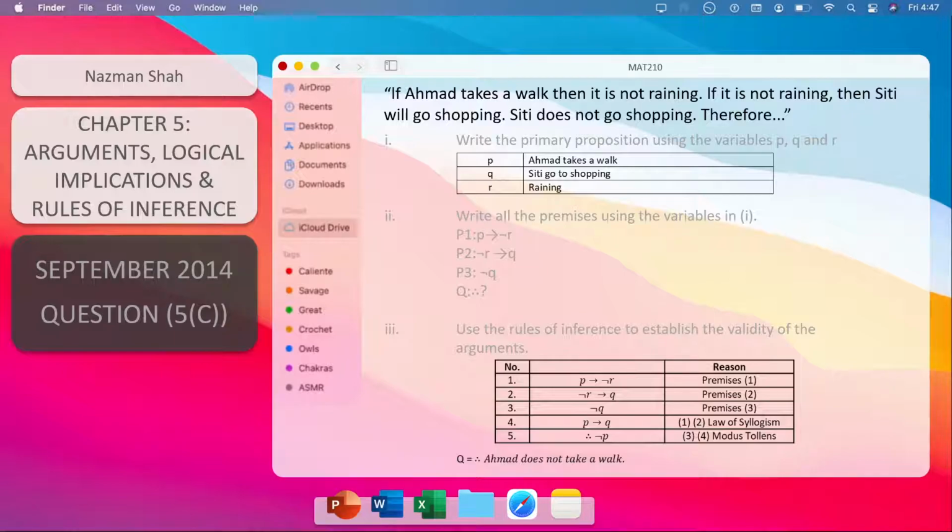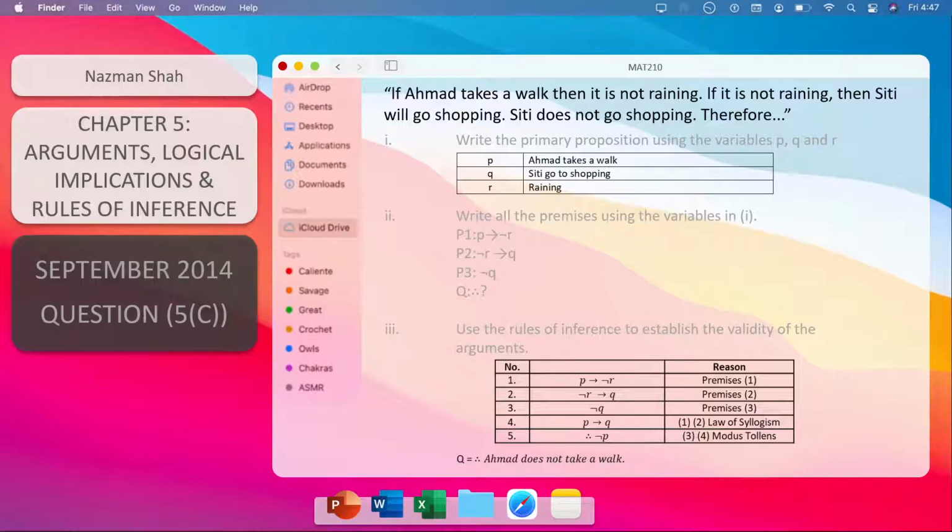For the first question, write the primary proposition using the variables P, Q and R. For P, I choose Ahmad takes a walk. For Q, I chose Siti goes shopping, and for R, I chose raining. It will have a different outcome, but I chose this way because it is easier for me to see the question clearly.